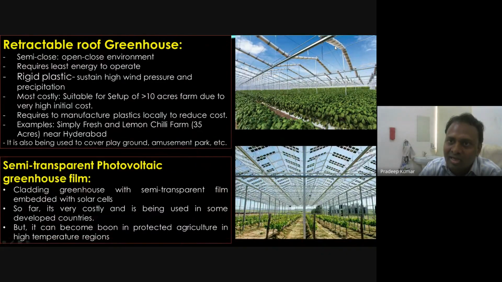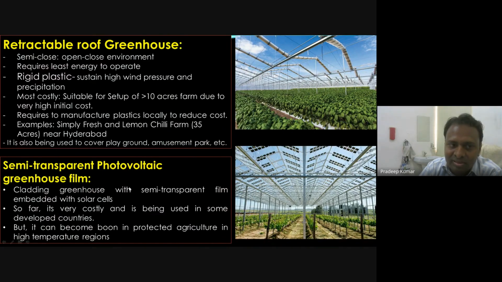The plastic lasts of course for 10 years, but the installation cost is very high, because the high structure and the plastic are very costly. It is very rigid and can sustain even a cyclone up to 150 to 160 kilometers per hour. But in India, only in 3 to 4 places where the farm size is more than 15 acres is it usable or beneficial. Otherwise the cost of installation is very high.